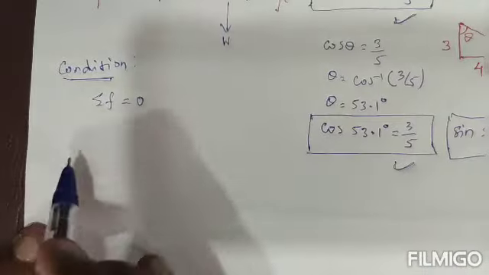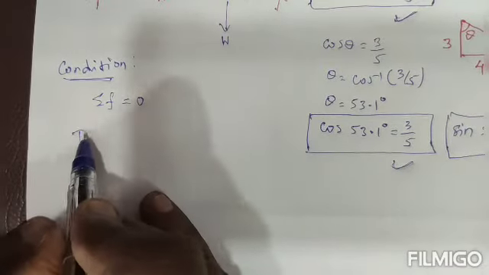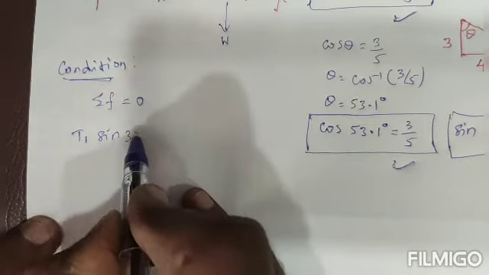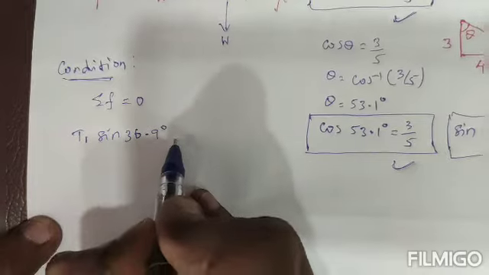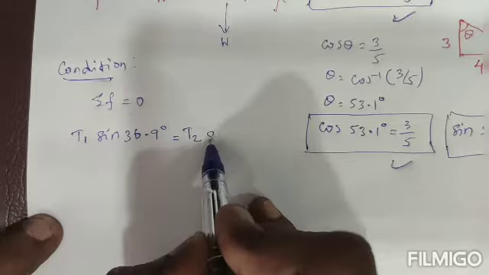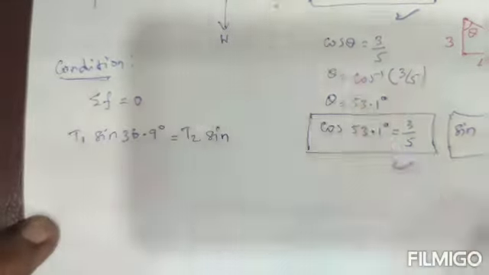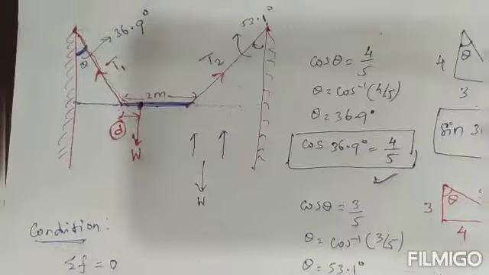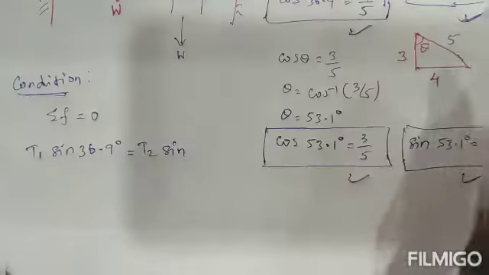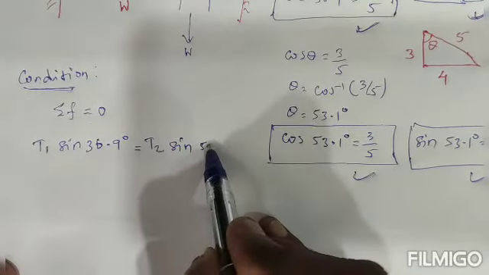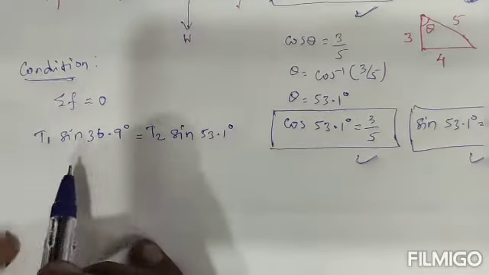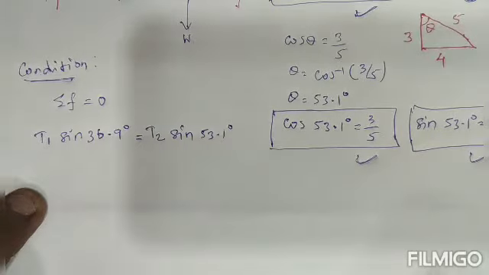So I'll write that step here, that is T1 sin, what is the theta on the left side? That is 36.9 degree. It will be balanced with the T2 sin. Okay, right side, what is the angle? Right side angle is 53.1 degree.